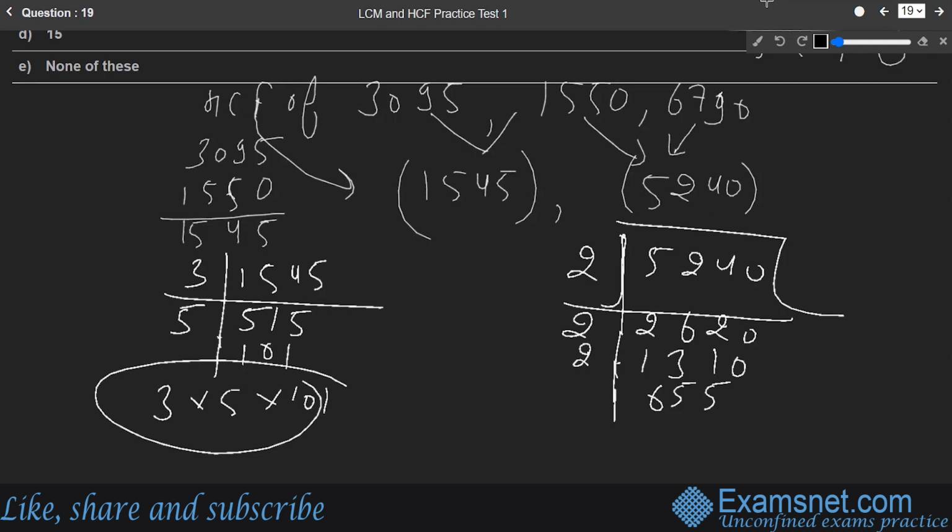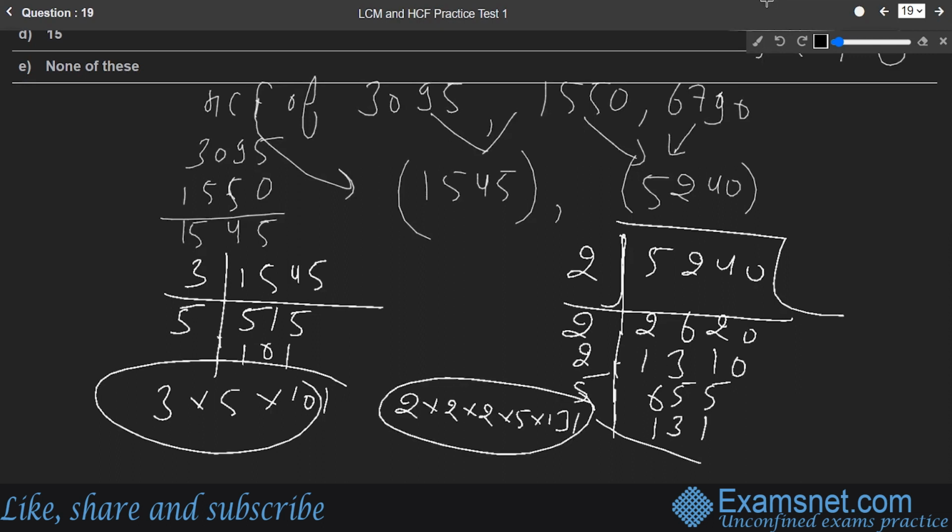Then obviously can we cut it by 3? 3 6 is 18, no, we cannot cut it by 3. We have to cut it by 5. If we do that, 5 1 is 5, 5 3 is 15, and 5 1 is 5. So it is 131. So the last value is 131. Obviously, 131 is a prime number. So the factors in this case are 2 into 2 into 2 into 5 into 131.